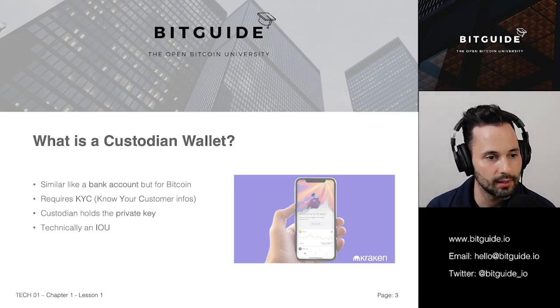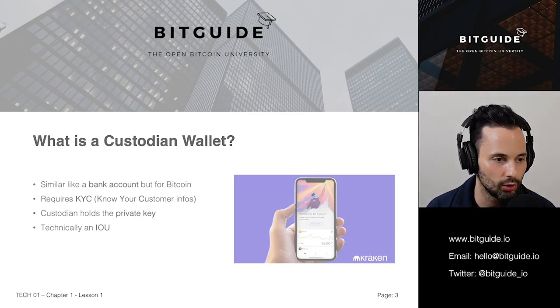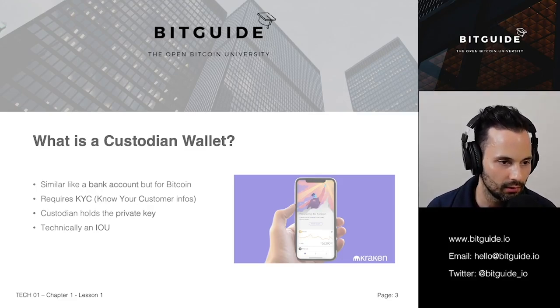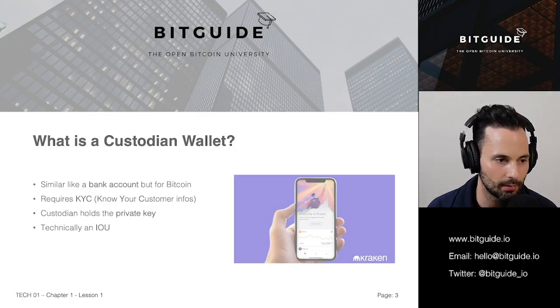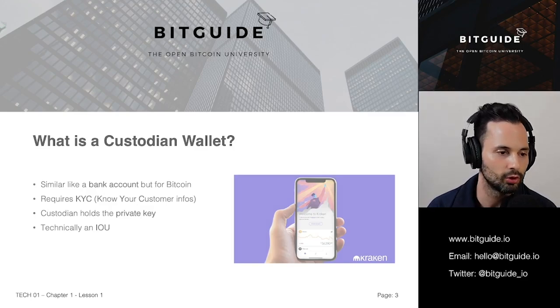Every custodian account with any exchange requires you to expose your personal information, unfortunately, because you want to exchange fiat, euros or dollars, with Bitcoin. And because national currencies are involved in the transaction, they are required to request this information. So custodial exchange accounts are subject to KYC information, and of course that also means that they hold your keys.